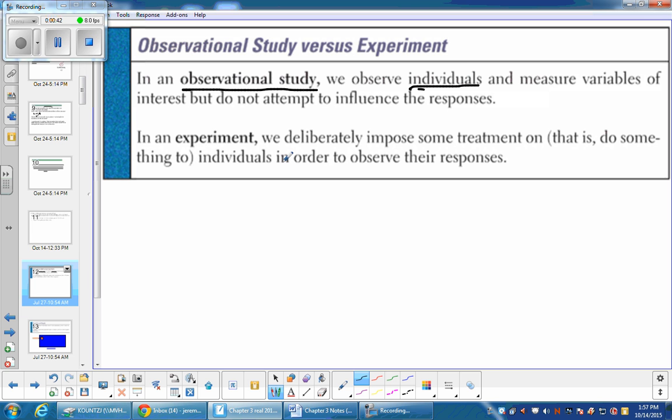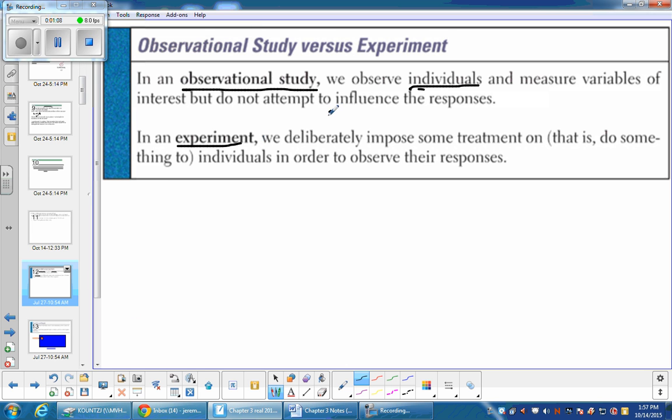Then there's an experiment where you actually deliberately impose some treatment on the individual, and you want to observe the responses. You want to see what happens when I do 4 hours of sunlight versus 10 hours of sunlight on a particular paint. That will tell us something about how sunlight affects the paint. So there's a big difference here.